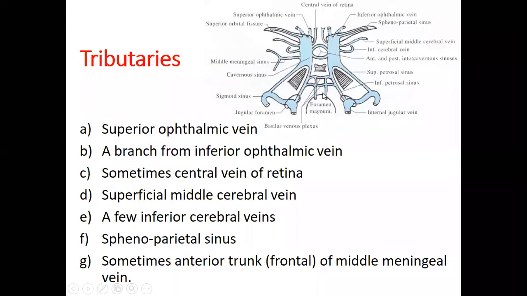Now the tributaries of the cavernous sinus. The tributaries of the cavernous sinus: superior ophthalmic vein, inferior ophthalmic vein, the central vein of the retina, superficial middle cerebral vein, inferior cerebral vein, sphenoparietal sinus, and sometimes the anterior trunk or frontal branch of the middle meningeal vein. So these are the tributaries of the cavernous sinus.